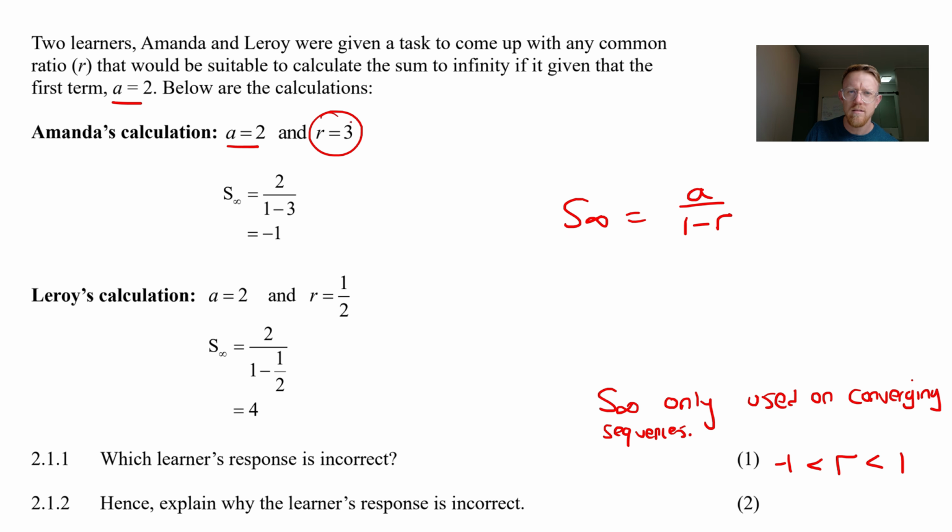So R equals 3 is not between -1 and 1. So Amanda is using the wrong formula. You can't use sum to infinity if it's not converging.